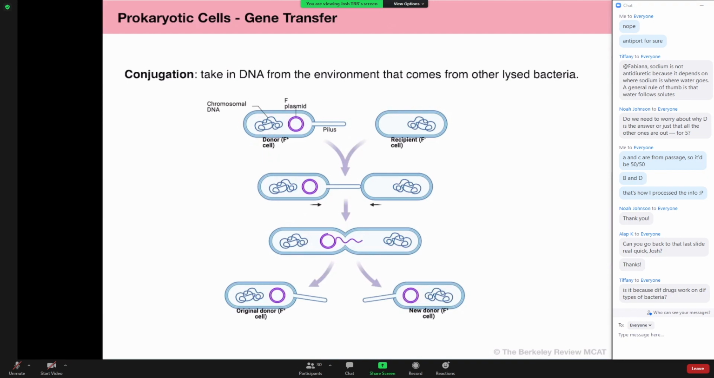Specific names that you need to know. If something is F plus, that means that it's the donor cell. F minus is the recipient cell, right? Meaning, again, plus present, so it has the plasmid present, and F minus meaning it doesn't have it, it's absent, okay? So now at the end, they both have it, so they're both F plus.